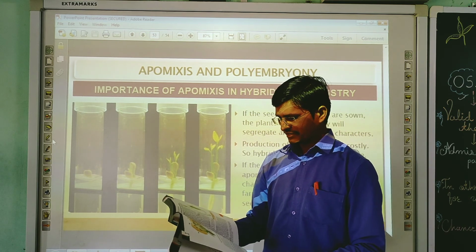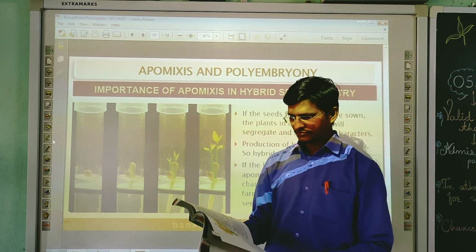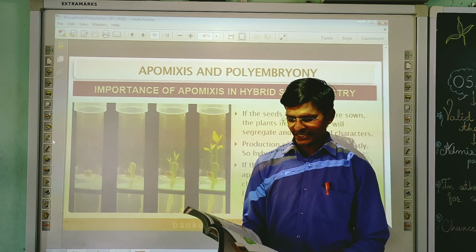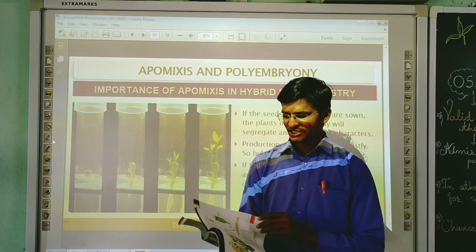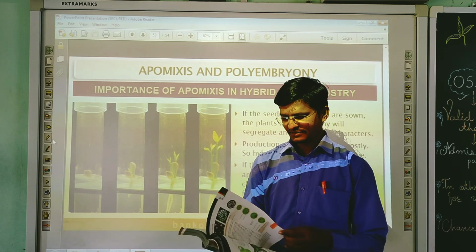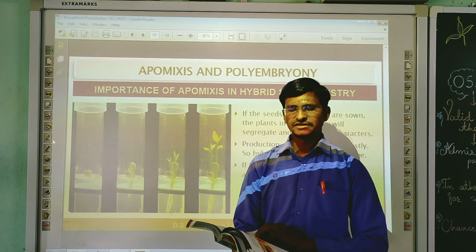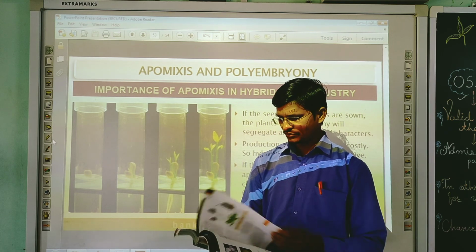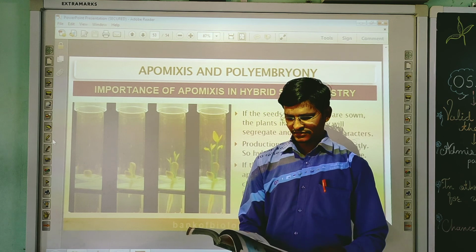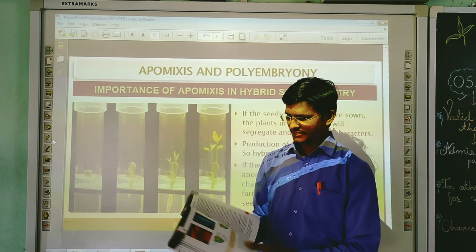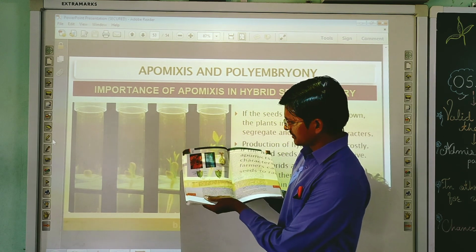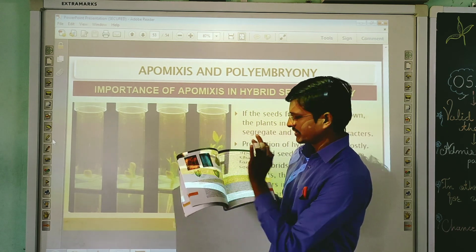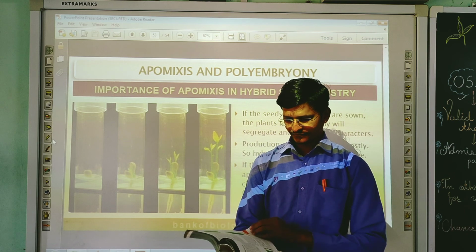A diagrammatic representation of the LS of a flower may be asked. Most of the structures are very crucial in the chapter because they may ask in 3 marks, even in 4 marks. Structures you need to draw, you need to practice for that, and this is also very important. We already discussed this in the slide also, that you need to understand.